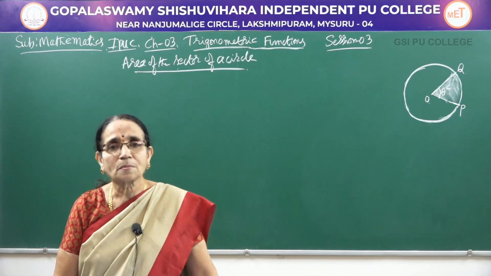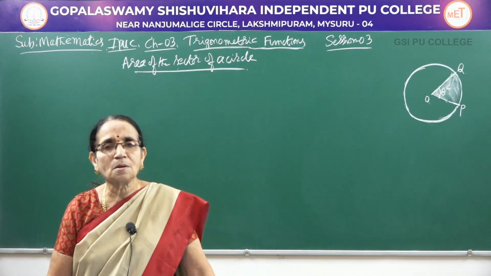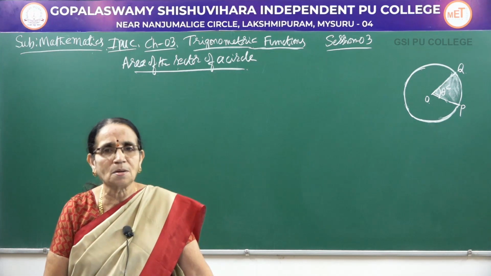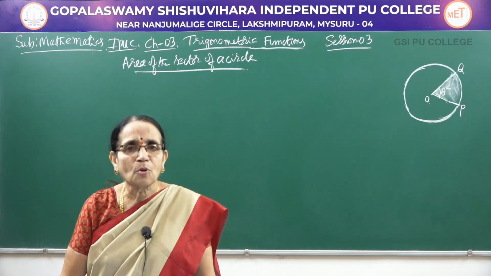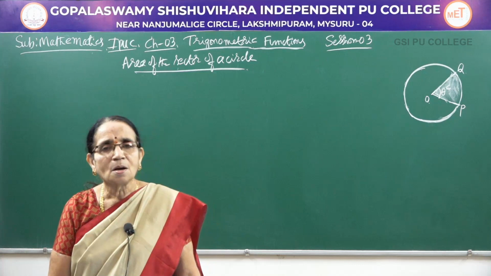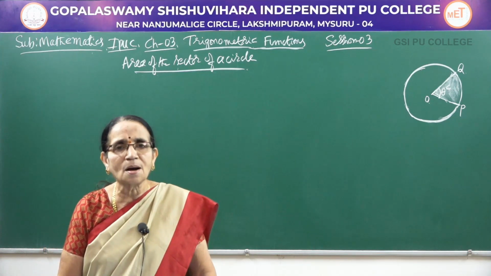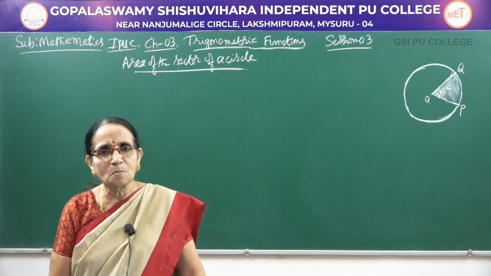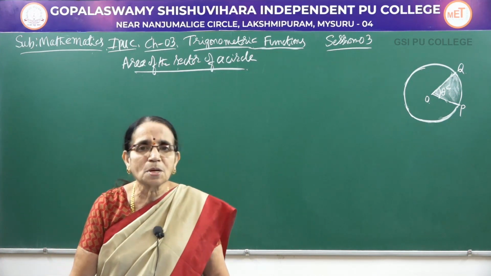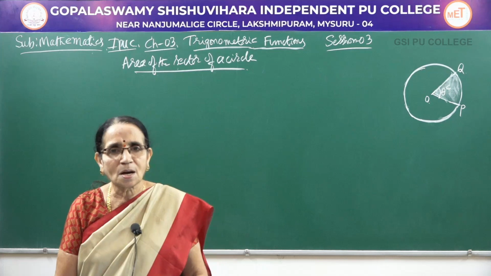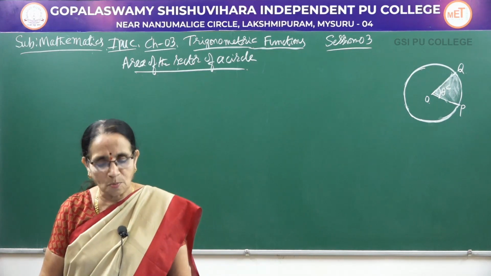Dear students, in the previous session of this chapter, trigonometric functions, I had derived a formula L equals r theta, where L stands for the length of the arc, r is the radius, and theta is the angle subtended at the center by the arc. But theta has to be measured in radians. After deriving that one, we had worked out some problems.